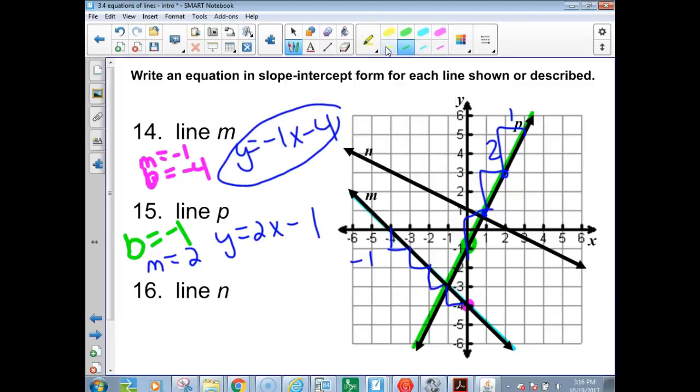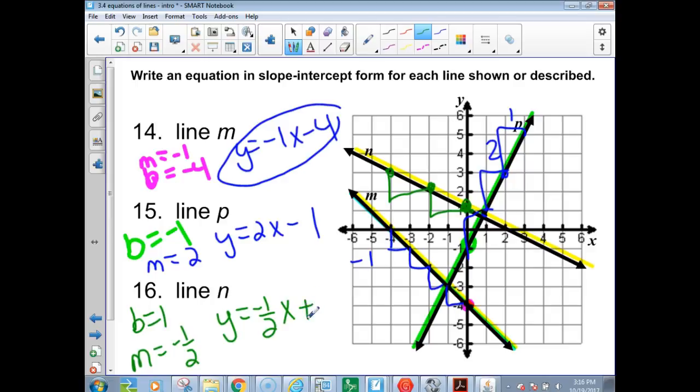And then the last one, maybe you guys already looked, is coming downhill, so it has a negative slope. Okay, how's that moving down? So from here, down 1, right 2. Down 1, right 2. Oh, there's my y-intercept. It's at 1. B is 1. The slope is -1/2. So y equals -1/2 x plus 1.